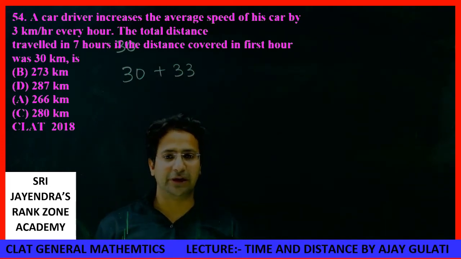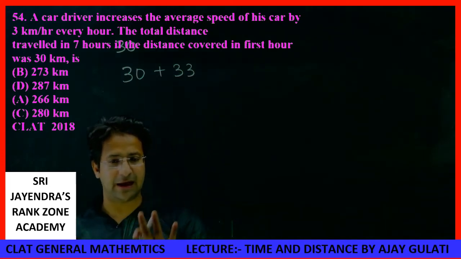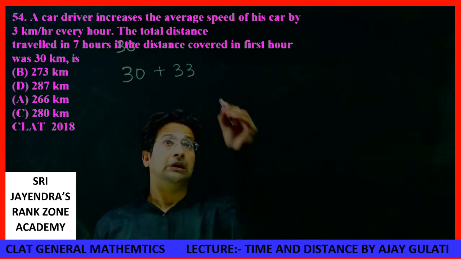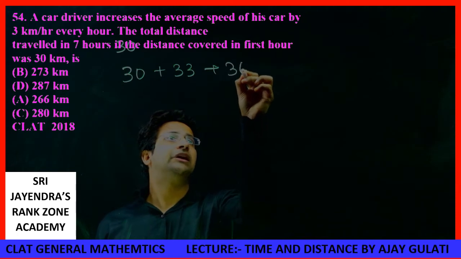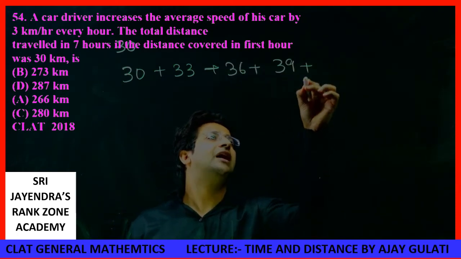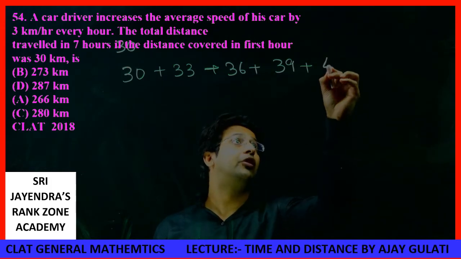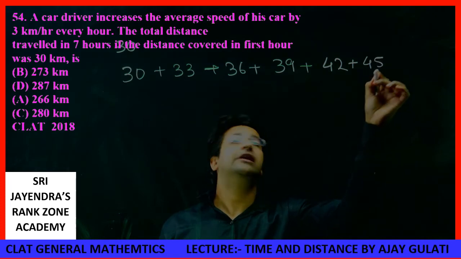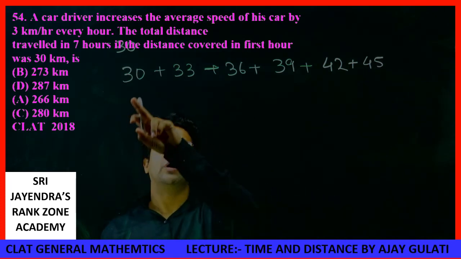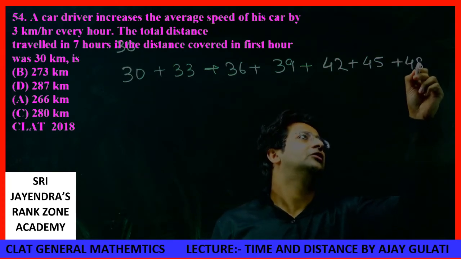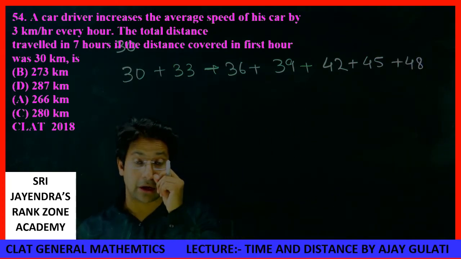Every hour the speed of the driver increases by how much? The speed of the driver increases by 3 kilometers per hour. In the next hour he will move 36. In the next hour he will move how much? 39. In the next hour he will move how much more? 42, then 45. Clear? 1, 2, 3, 4, 5, 6. In the last hour he will move how much? 48 kilometers. Now what are we being asked?